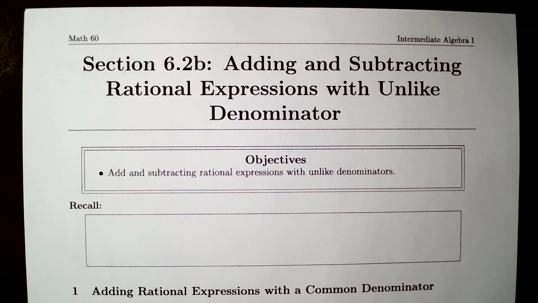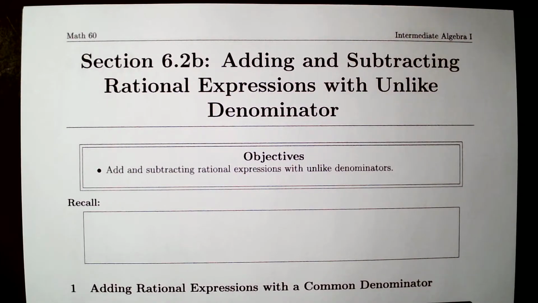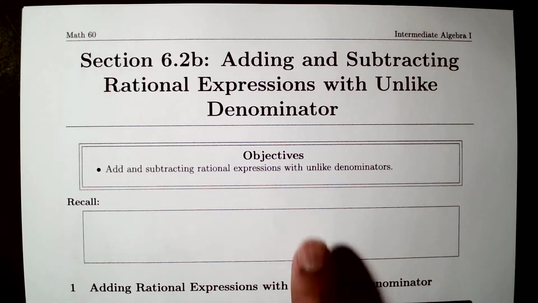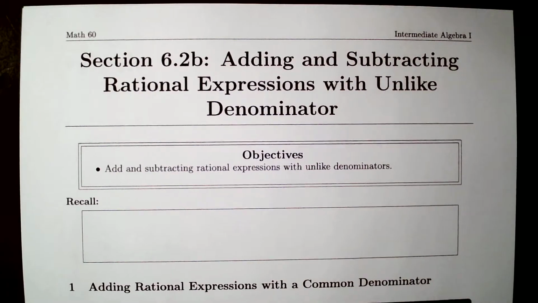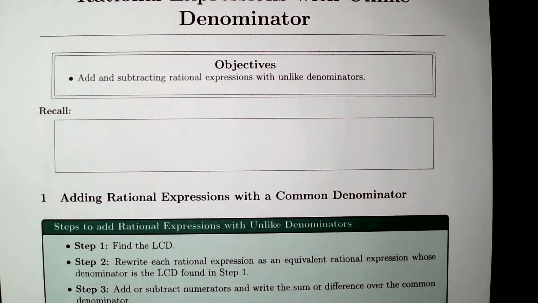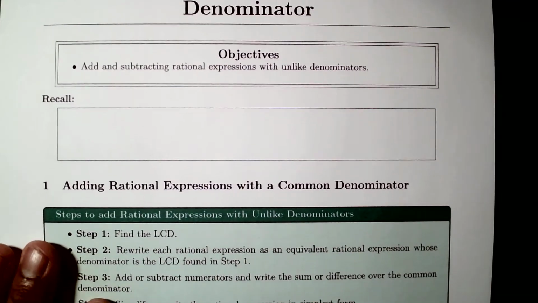Alright, so in this video we go over section 6.2, in this case part B, the second part of adding and subtracting rational expressions, but in this case with different denominators, or unlike denominators. Something to recall: it would be a good idea to do this with numbers first and then do it with rational expressions.